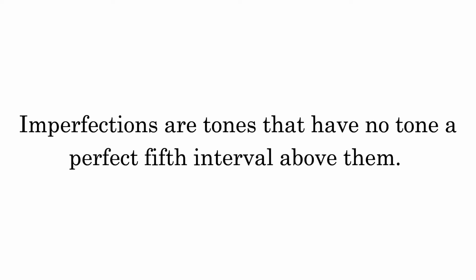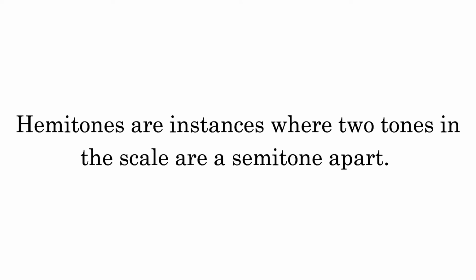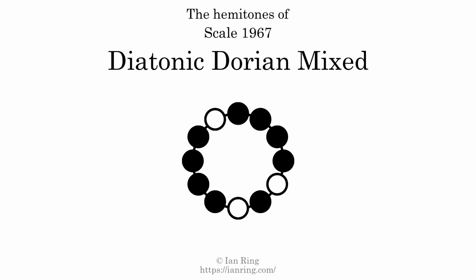Imperfections are tones that have no tone a perfect fifth interval above them. This scale has 1 imperfection. Here. Hemitones are instances where two tones in the scale are a semitone apart. This scale has 6 hemitones. They are at positions here, here, here, here, here, and here.